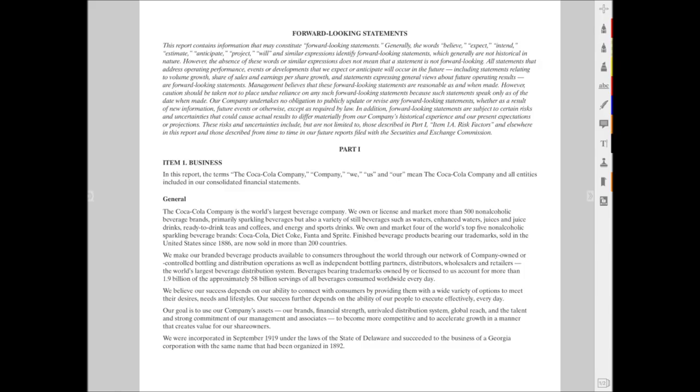Next page still says page 1 according to Coca-Cola's documents, but if you're on a PDF reader, it's essentially page 3. It's item 1, and it says business, and this kicks off almost every annual report I've ever seen. You'll notice this differs from quarterly reports, which usually kick off with some kind of financial statement.